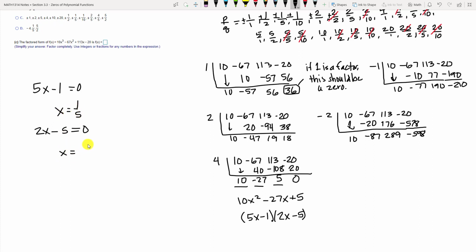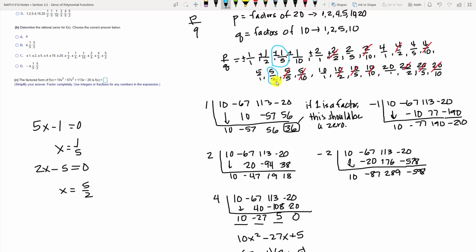And so you see those zeros as well were on our list. We had those on our list right up here. So 1/5 and 5/2 were on our list as well. So for part B, you would select 4, 1/5, and 5/2. So that's the correct answer there.